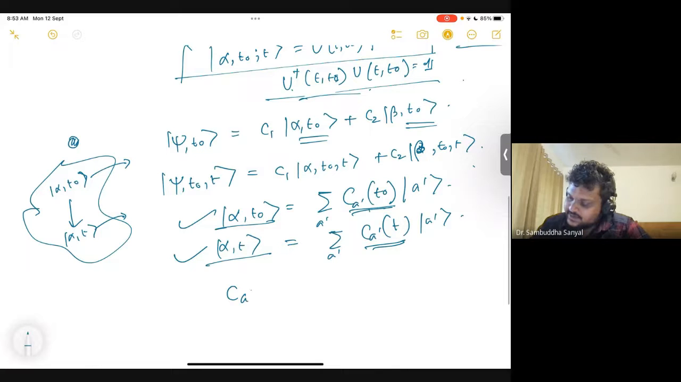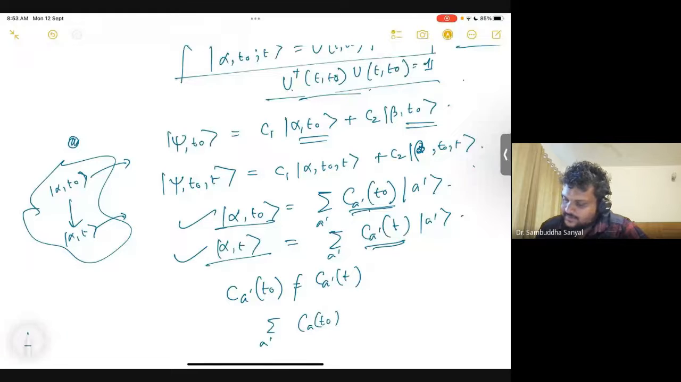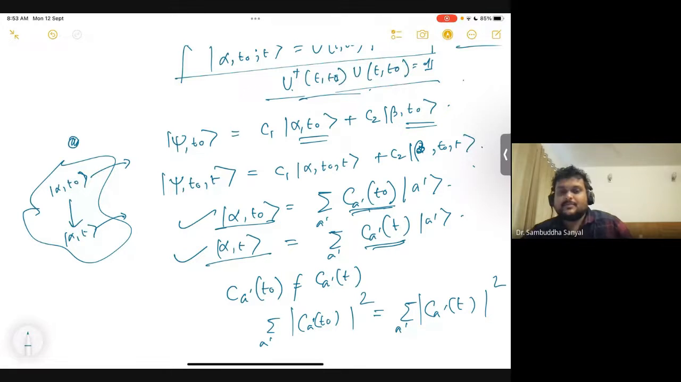So this need not be true. This may or may not be true. But the only thing that is true, since both are probabilities, is that the sum of |c_a'(t0)|^2 equals the sum of |c_a'(t)|^2. This must be true, because both are probabilities.